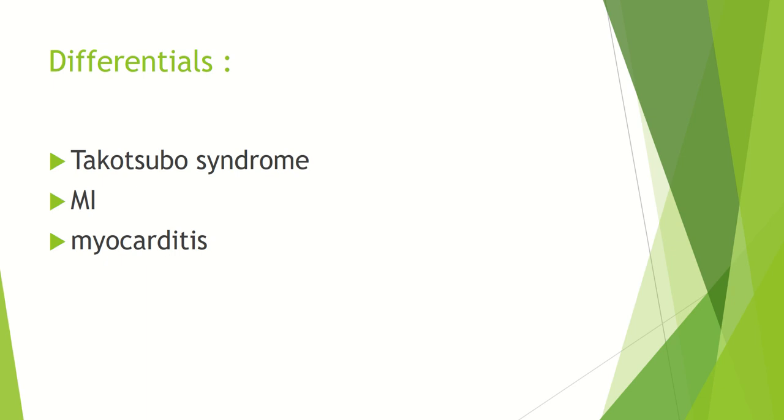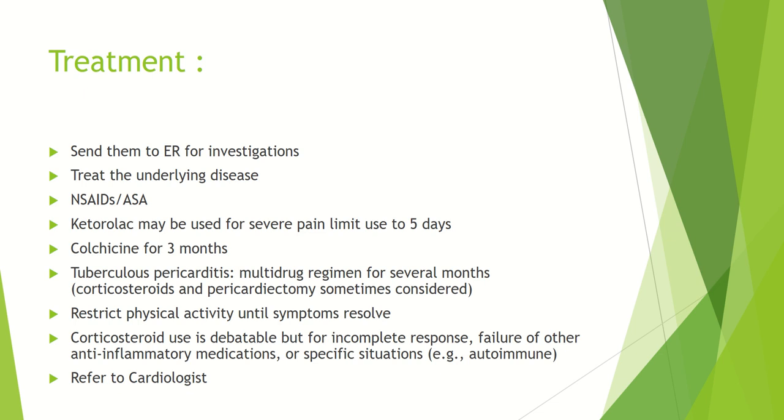Your differentials could be a myocardial infarction, myocarditis, or Takotsubo syndrome. The treatment is to send them to the ER for further investigation and rule out other differentials, treat the underlying disease, give them high-dose NSAIDs or aspirin. Ketorolac can be used, but if the patient is in severe pain or if they cannot take anything orally. Colchicine for next 3 months.